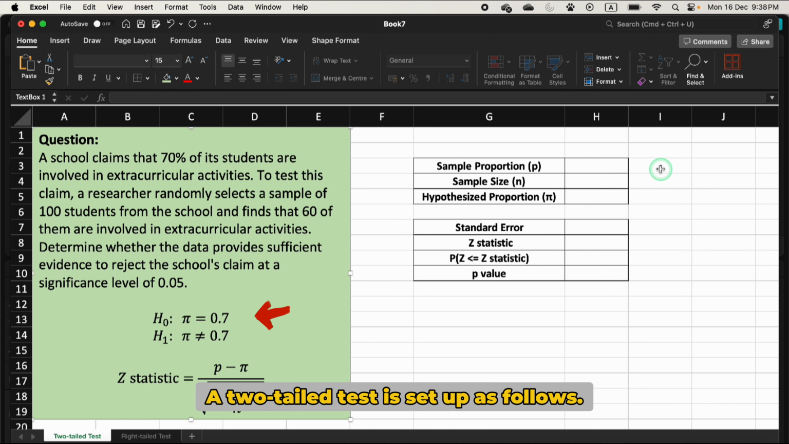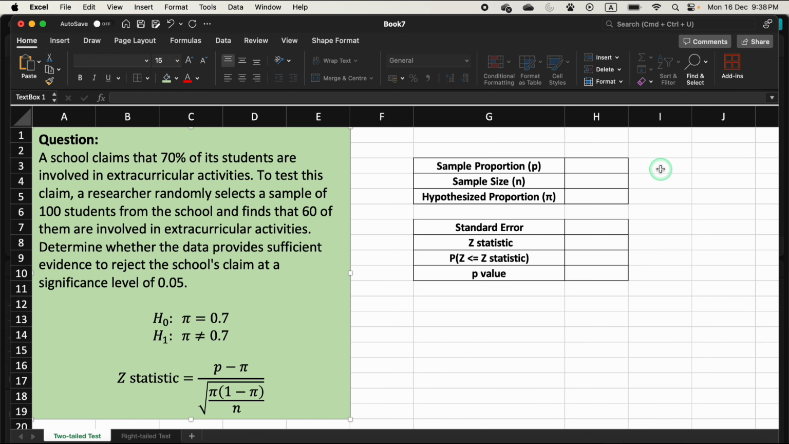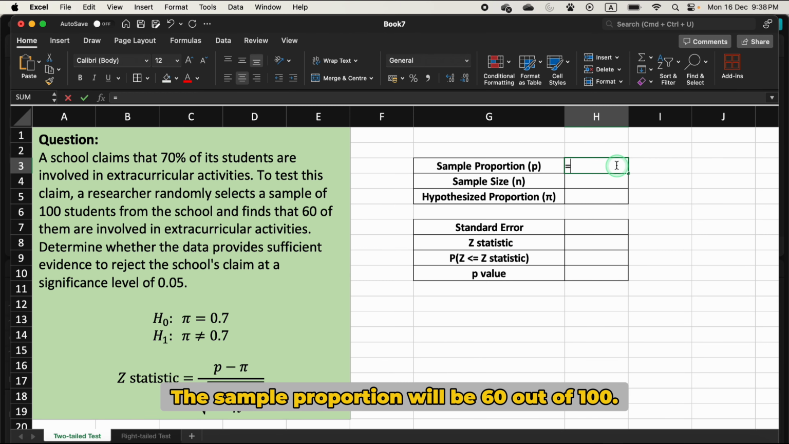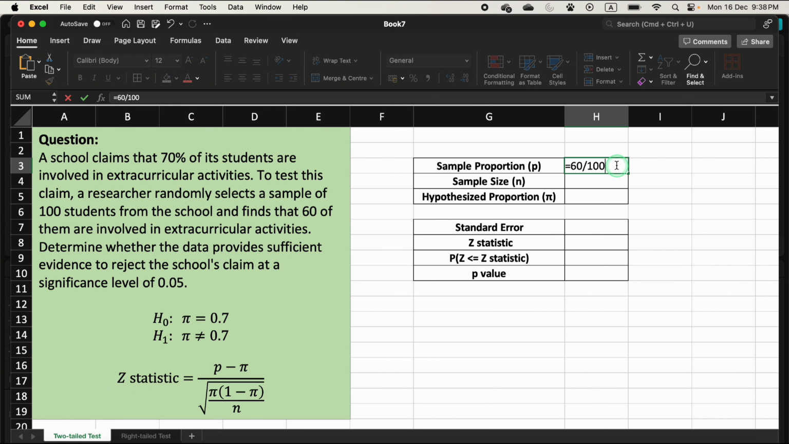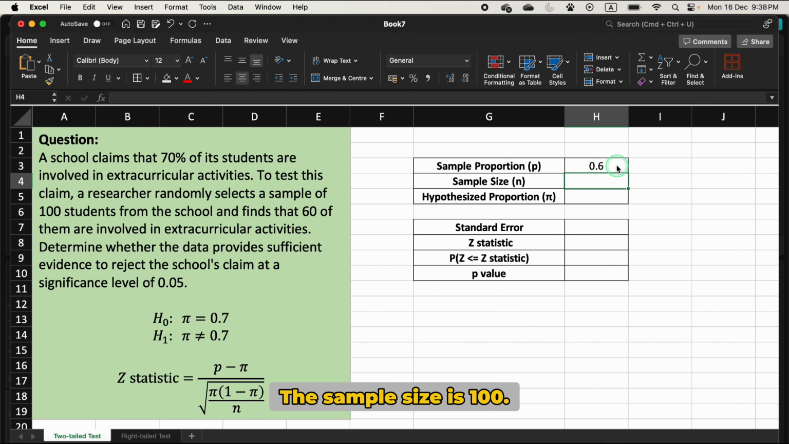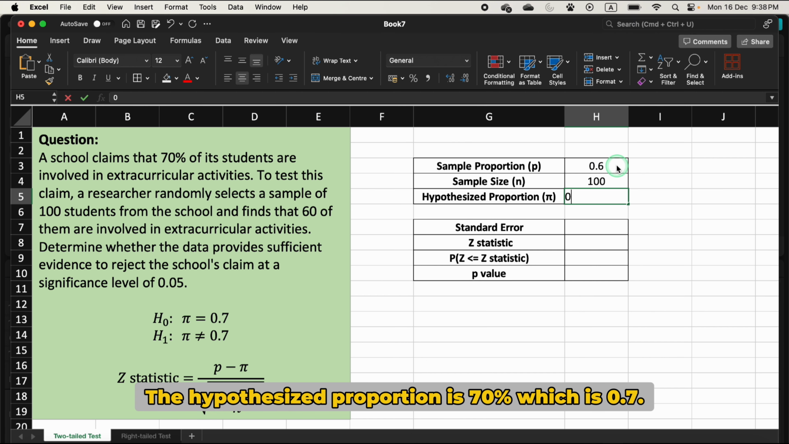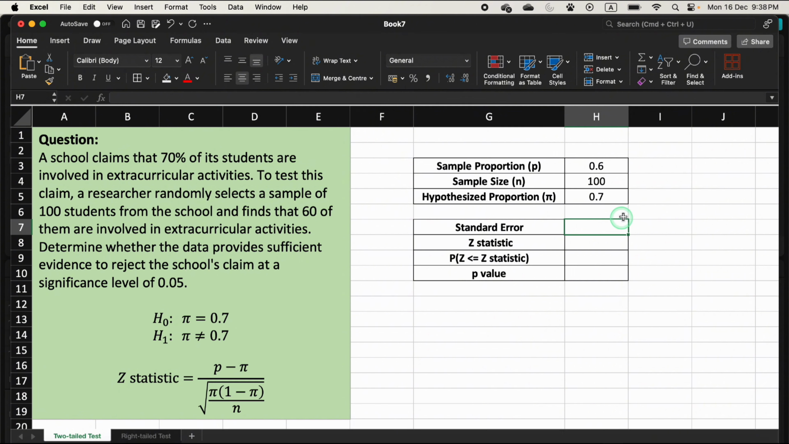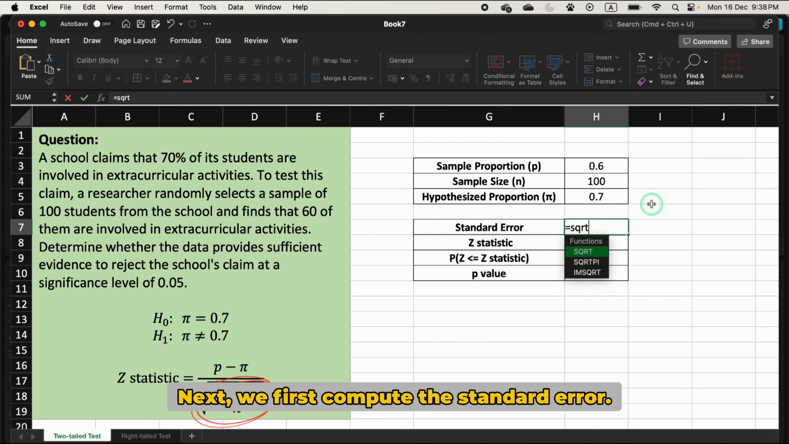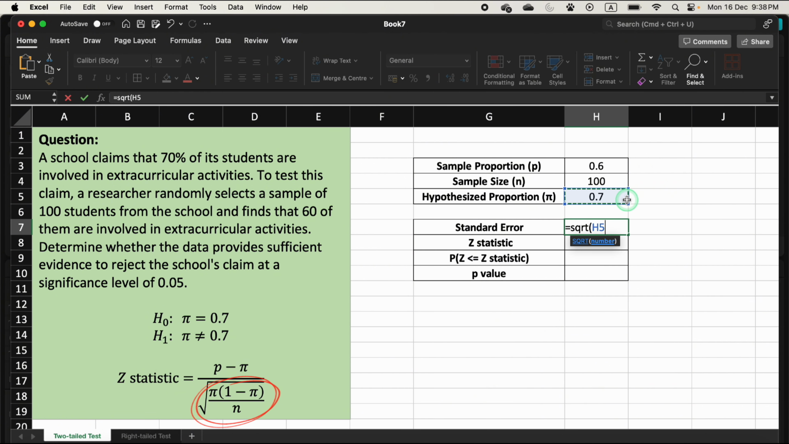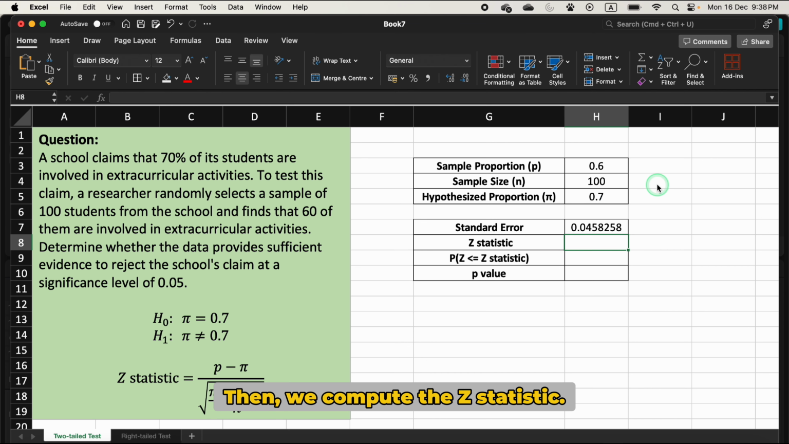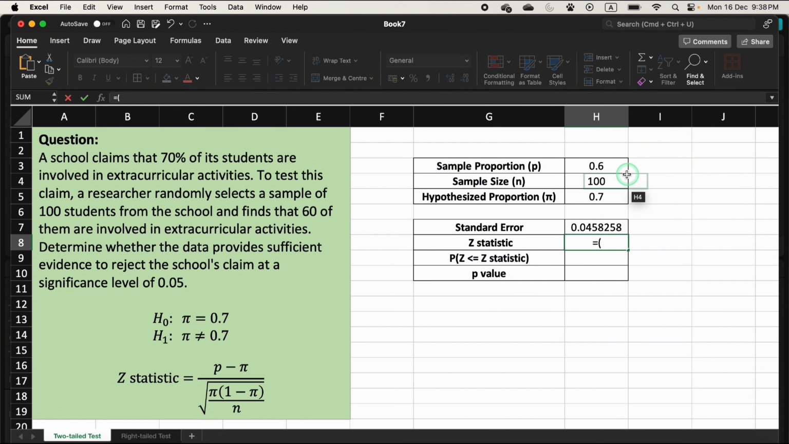A two-tailed test is set up as follows. The sample proportion will be 60 out of 100. The sample size is 100. The hypothesized proportion is 70%, which is 0.7. Next, we first compute the standard error. Then, we compute the z-statistic.